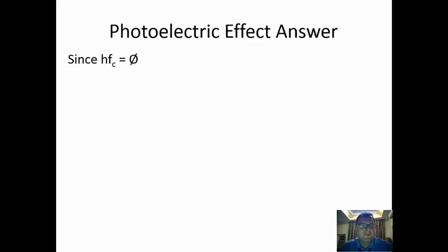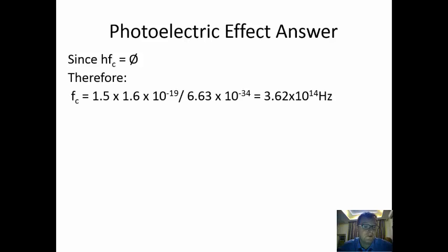The first part of the question, the threshold frequency: well, if we know the work function is equal to Planck's constant multiplied by the threshold frequency, the critical frequency, then the critical frequency is going to be 1.5 times 1.6 times 10 to the minus 19, and remember that's just converting electron volts into joules, divided by 6.63 times 10 to the minus 34, which gives me a threshold frequency of 3.62 times 10 to the 14 hertz.